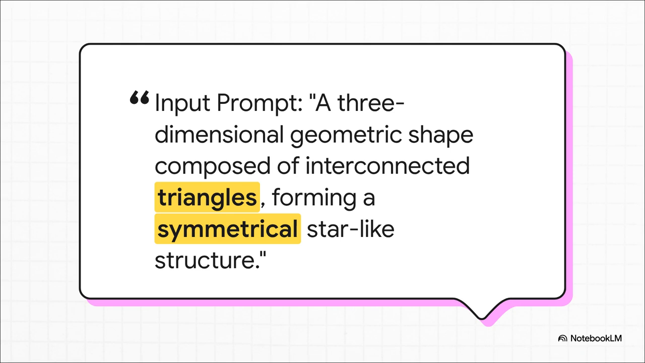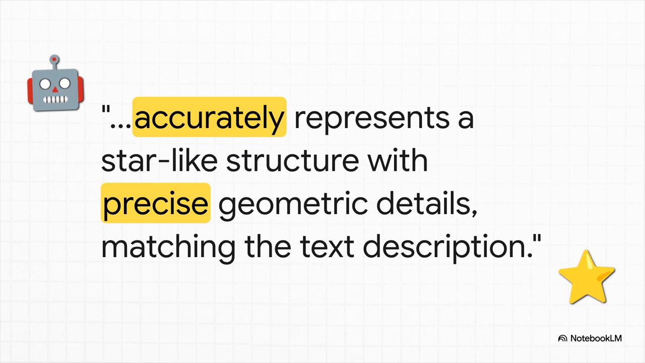To really push the systems, the researchers gave them a true challenge. This complex, pretty abstract prompt for a symmetrical, star-like structure, and then they put them head-to-head. They even brought in another powerful AI, GPT-4V, to act as an impartial judge, and its verdict was crystal clear. The model from Text2CAD was the one that accurately captured all the precise geometric details from the prompt. It didn't just see the words, it actually understood the request.